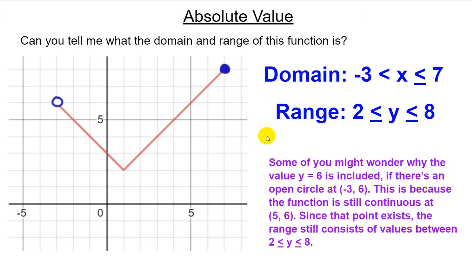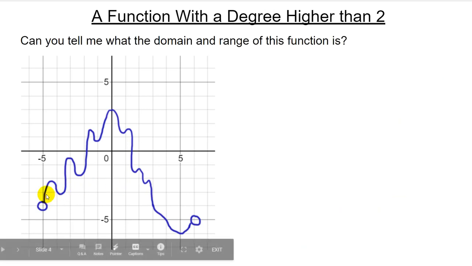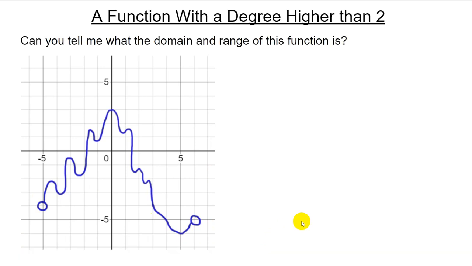Right, so let's look at another example. Let's look at a function with a degree higher than 2. So if you see something like this, it could be an odd function if this comes all the way down and this comes up. It could even be an even function if this comes down and then this goes back down. But that would be some sort of function with a degree higher than 2.